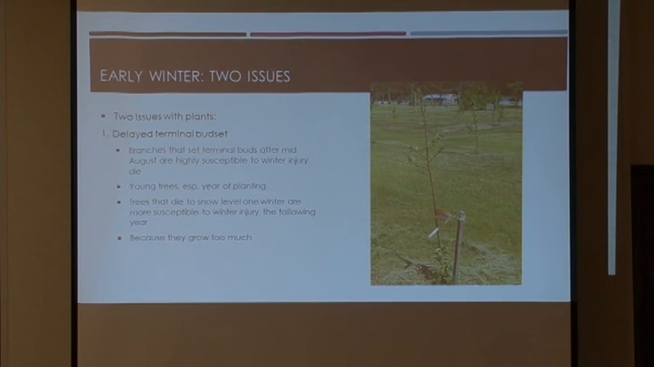I went to a national conference about winter injury or cold hardiness, and at least in the 90s, they attributed all of the differences in cold hardiness between varieties to when a plant set its terminal buds. But in this climate, we know that if a tree sets terminal bud after about the middle of August, the chance of it dying in the winter is really high. And generally what we're aiming for is 3 feet of growth in this climate.